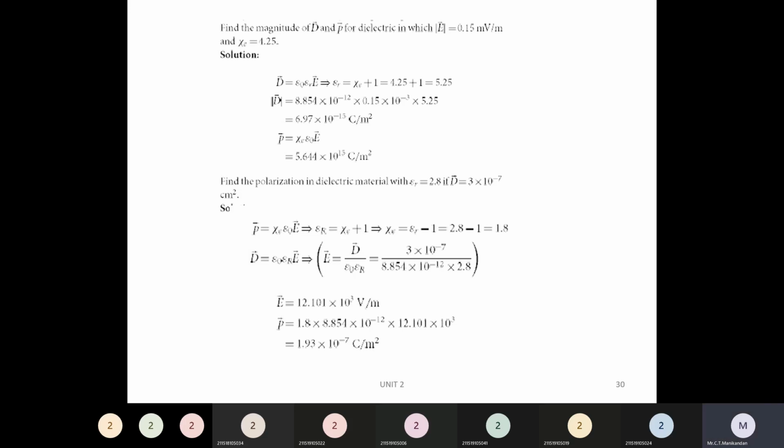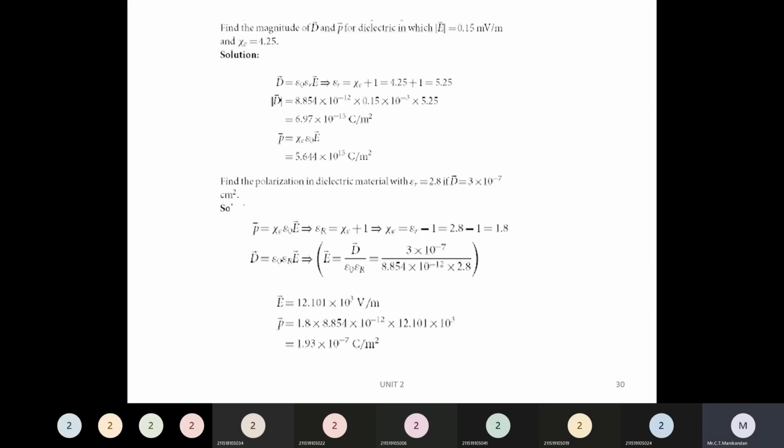You know the polarization concept. Apply that and you will get the polarization formula: dielectric susceptibility into epsilon naught E. You know the D value and the P value. Now the second model problem we can see is where we have to find the polarization of dielectric materials.